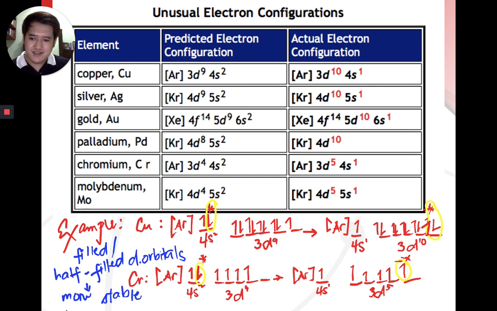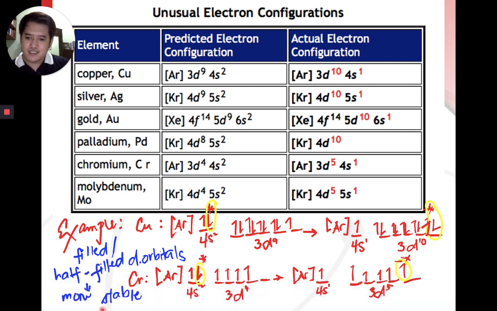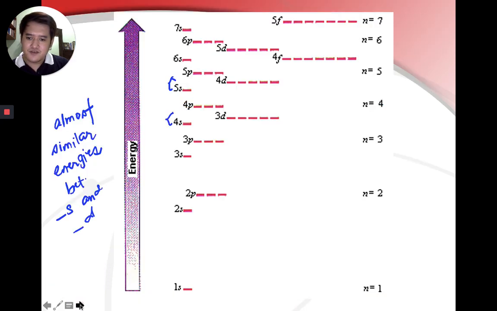All right. So I also like to show how the electrons are able to jump from those orbitals. This is roughly a sketch, but close enough. The 4s and the 3d actually have very little energy difference, compared to the 1s and the 2s, or the 2s and the 2p.